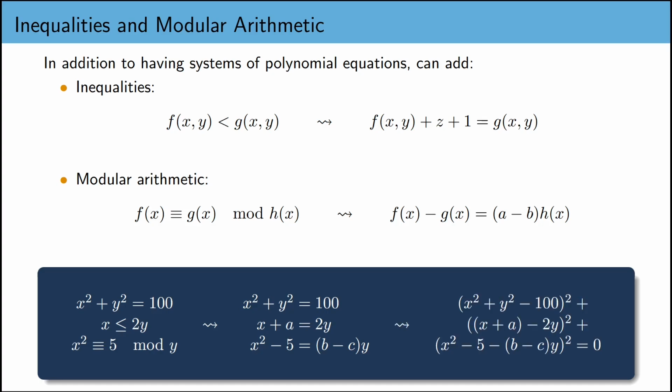And then we can use our procedure for translating systems of polynomial equations to a single equation from before. So again, being able to toss in these extra sorts of constraints doesn't really change the difficulty of the problem, doesn't really change the expressiveness of Diophantine equations. It just makes it easier to talk about certain things using them.